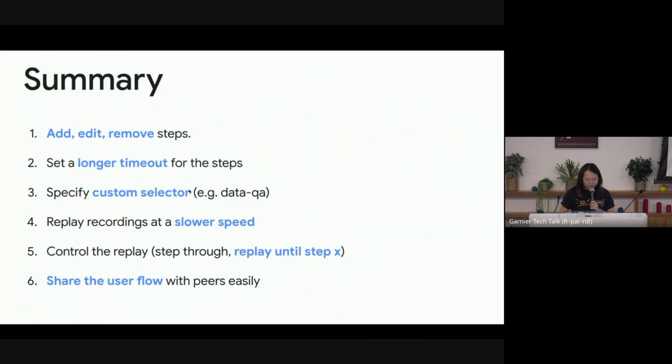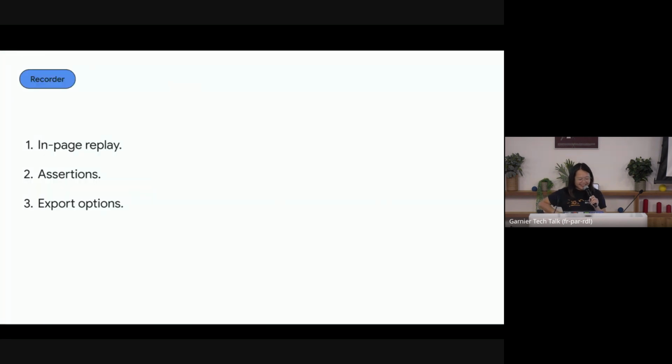So in summary, in this session, we learned how to add, edit, and remove steps. We know how to set a longer timeout for a step, specify a custom selector, replay the recording at different speeds, control the replay, set a breakpoint, and share the user flow. Okay, we have only gone through part number 1. Now part number 2 is to do some in-page replay and assertions and some extra export options.